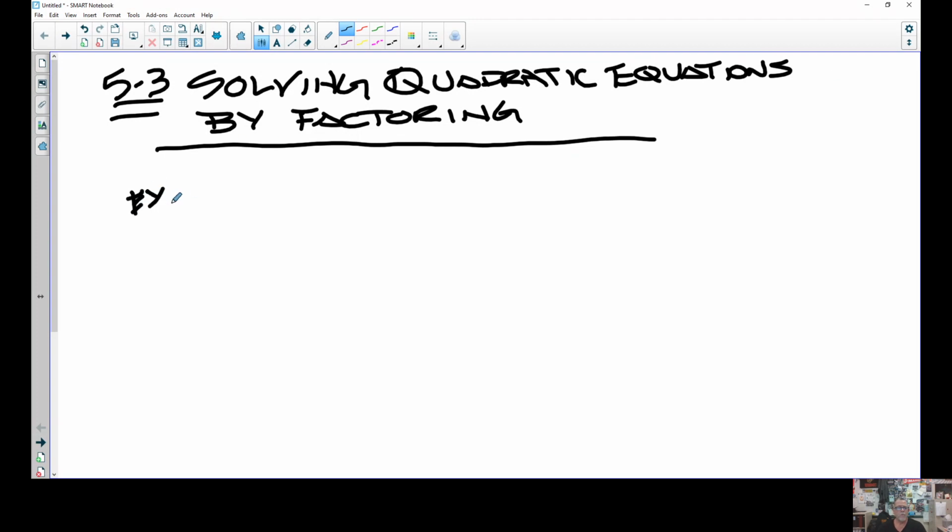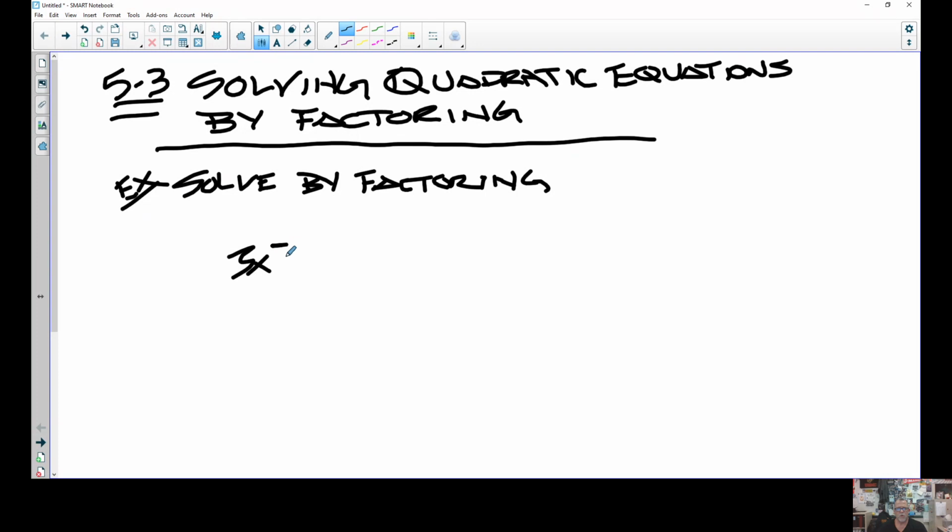I'm going to show you the first example. Now, you know what, before I do that, I should write down what you're going to see as your directions. The directions are going to say something like this: solve by factoring. All right, this is what the problem directions will be, the instructions. And they may give you something like this. They'll say 3x squared equals 15x.